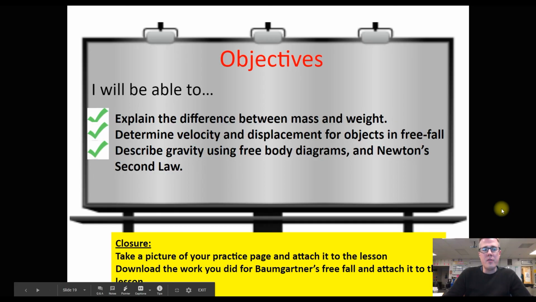If you're still watching this, you've finished the Felix Baumgartner activity. Let's make sure that you've got everything ready to go to turn in this lesson. For the closure, I need you to take a picture of your practice page, which might be 2 pages. You did a lot of work today, and attach them to the assignment. Then make sure you click download in Kami on your Felix Baumgartner page with all the free body diagrams and attach it to the lesson, and then click turn in and you're done.